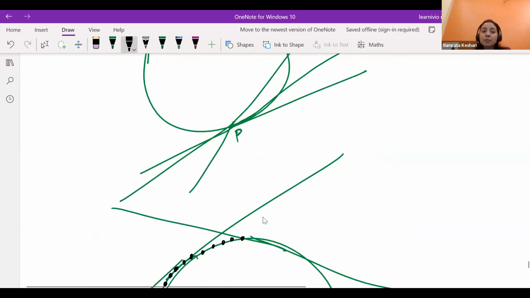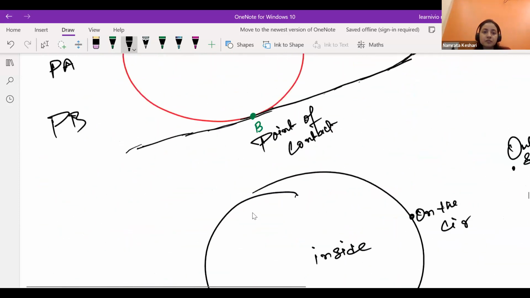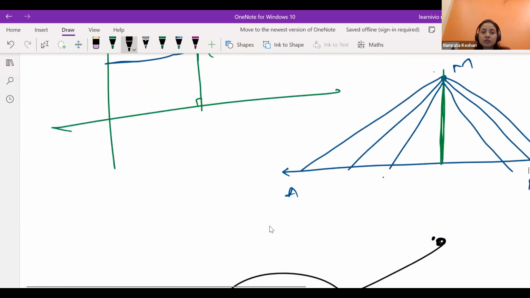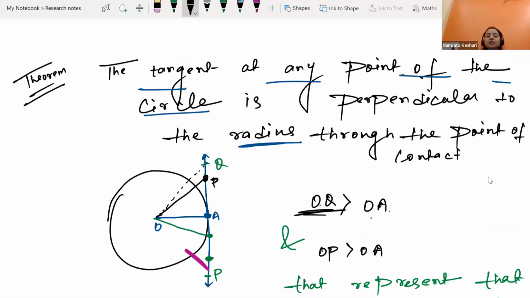So these are the concepts which we were discussing in yesterday's class. Apart from that, we have also discussed this theorem. The tangent at any point of the circle is perpendicular to the radius through the point of contact.